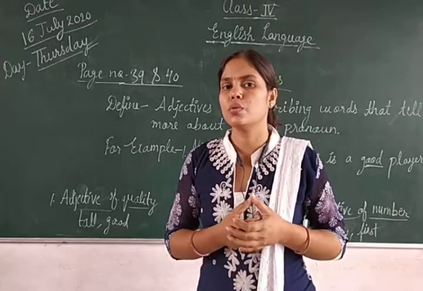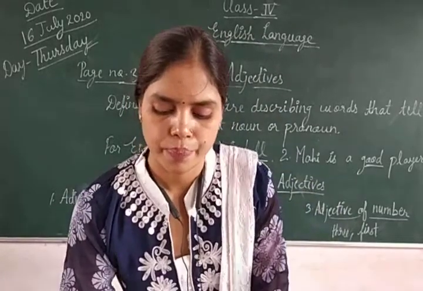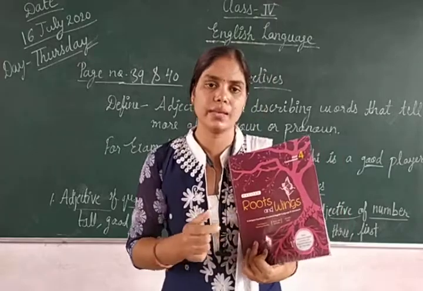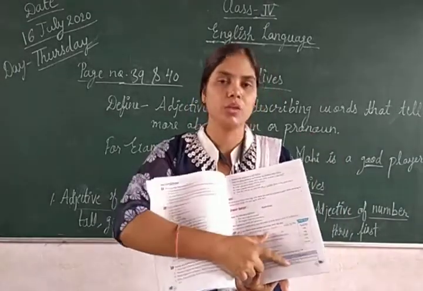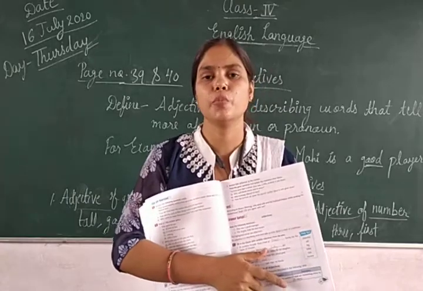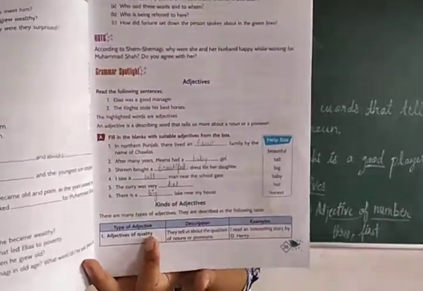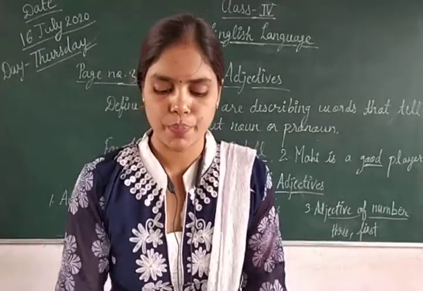Okay, so you have to open your book. Here is a book, class 4th main course book. This is your book, Roots and Wings, and you have to open page number 39. Okay, which page number? Page number 39, as you can see in this. So you have to open that page.